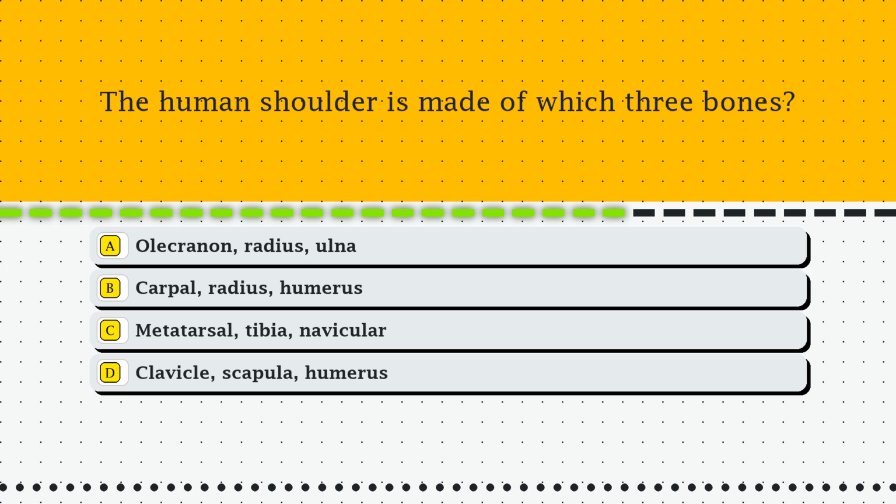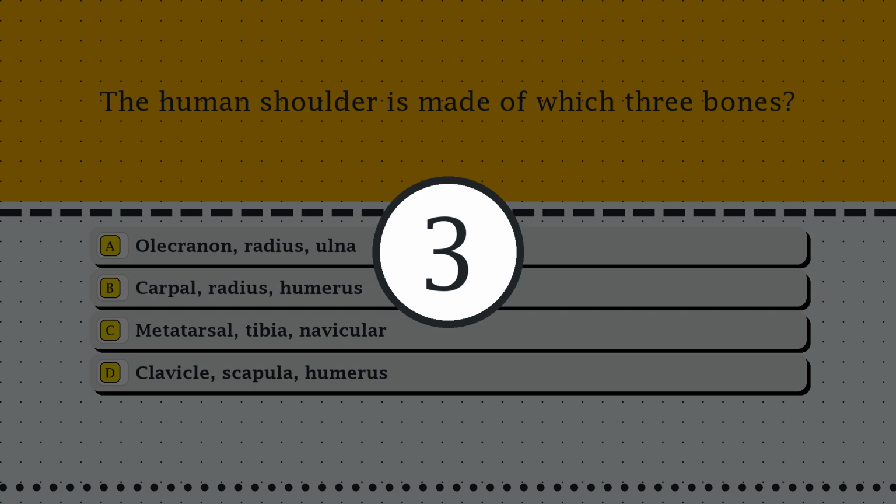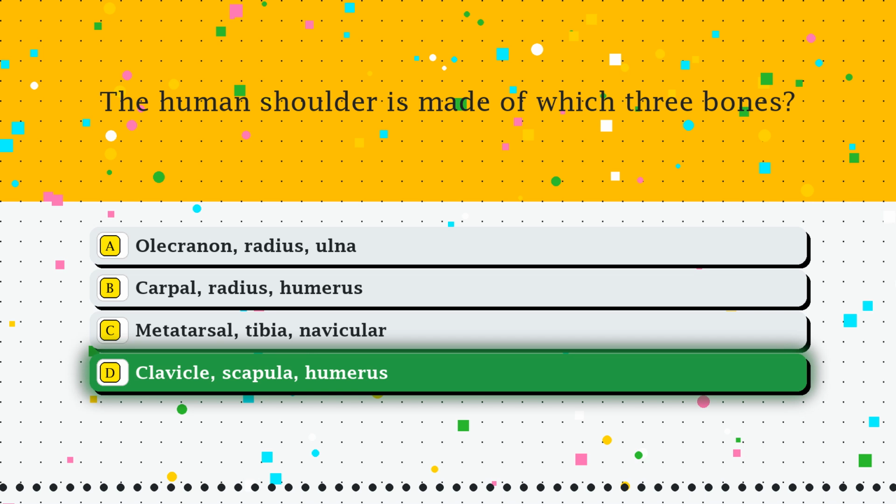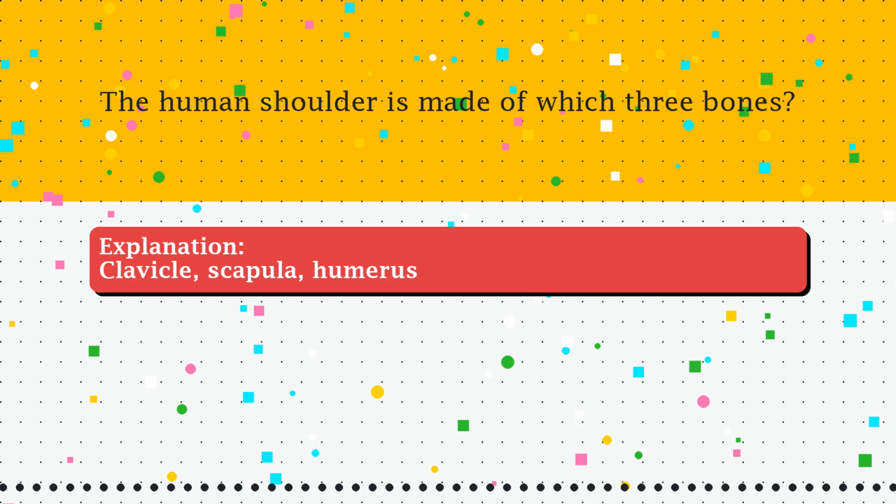Question 7. The human shoulder is made of which three bones? Option A, olecranon, radius, ulna. Option B, carpal, radius, humerus. Option C, metatarsal, tibia, navicular. Option D, clavicle, scapula, humerus. The correct answer is option D, clavicle, scapula, humerus.